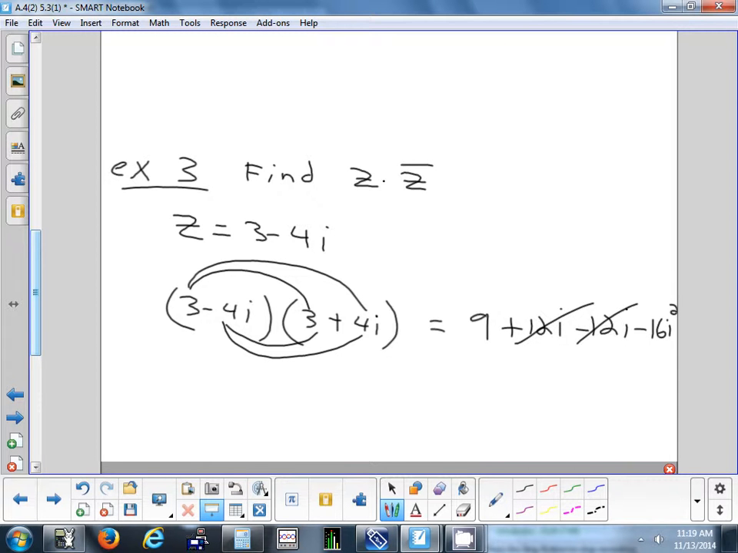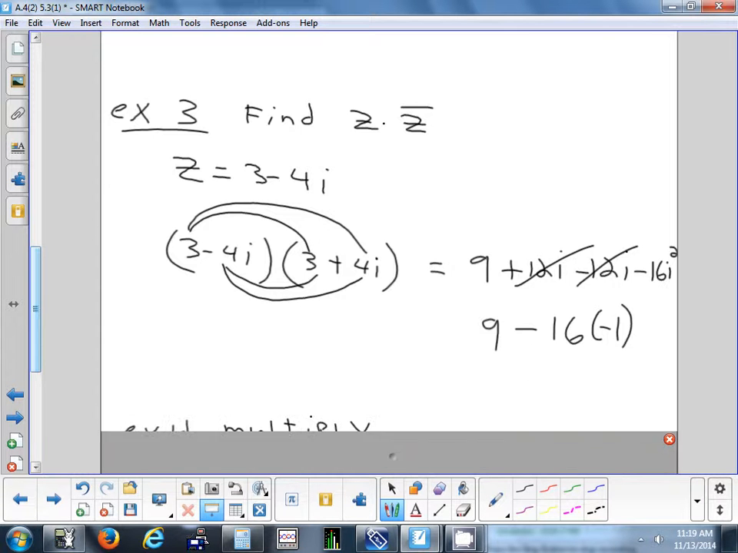Negative 12i plus 12i, positive 12 minus 12, that cancels. And now you have 9, and this is similar to what Andrew asked about. You have minus 16 times i squared. Well, i squared is negative 1. If we do that out, we've got 9 minus 16 times negative 1, which is negative 16. Subtracting a negative becomes addition. And what's my final answer? 25.